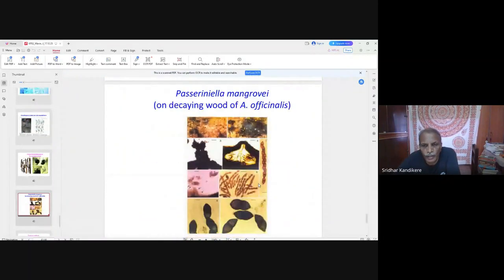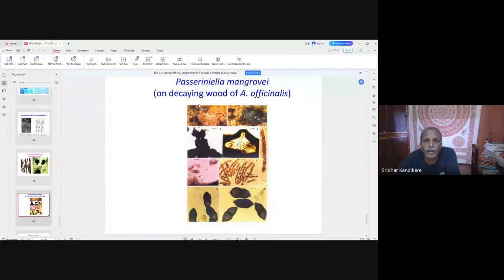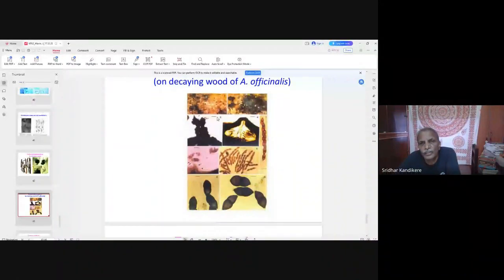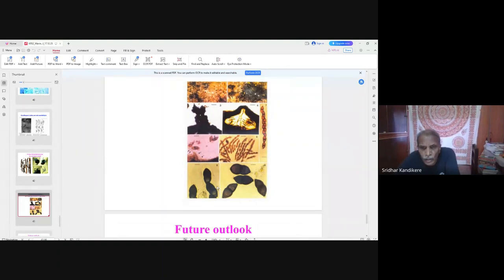And we have also reported one fungus, Passeriniella mangrovei, a new species, on decaying wood of Avicennia officinalis. See, this is the ascocarp, the growing ascocarp, the tip of the ascocarp and a section of that, and this is the ascus with the 8 spores, and these are the spores of Passeriniella mangrovei.